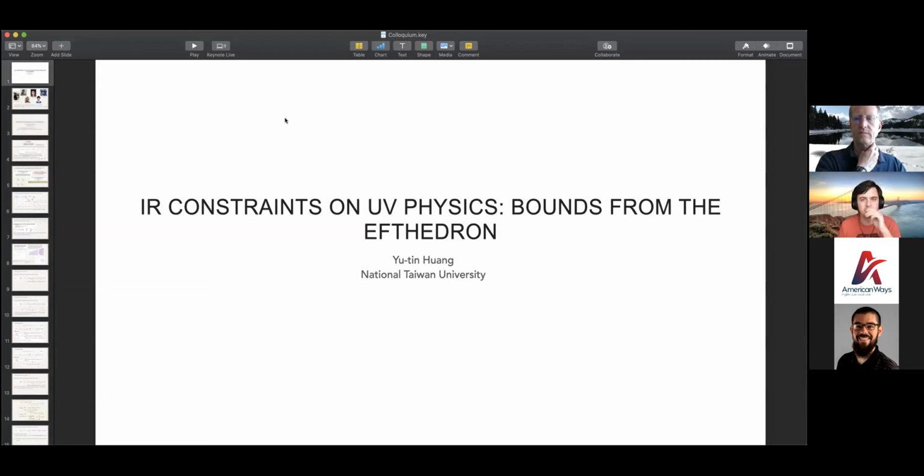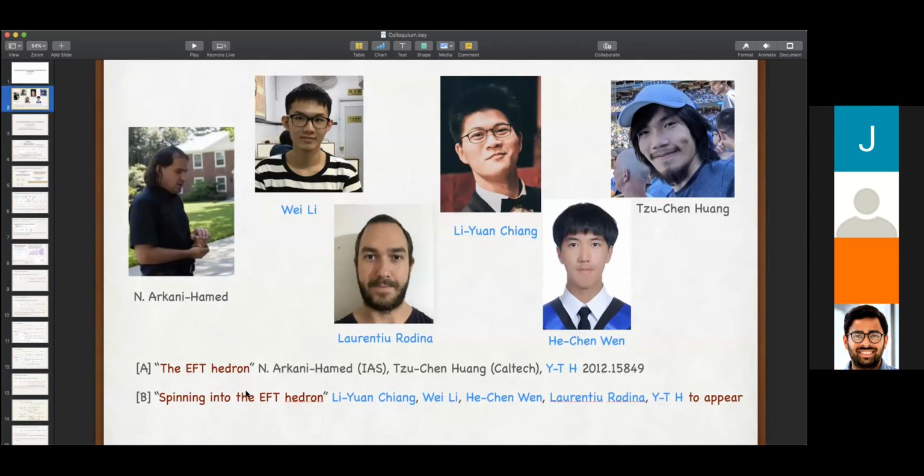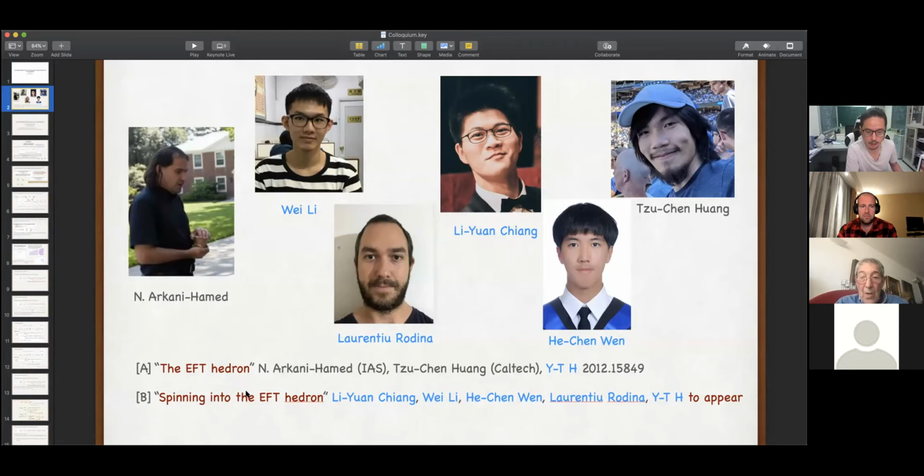So just listing the collaborators on this. This is based on two papers. One is the EFThedron, which came out at the end of last year. And there's going to be another one, which will appear, I think, this Friday on the arXiv. The first paper is with Nima Arkani-Hamed, and then we have various collaborators.